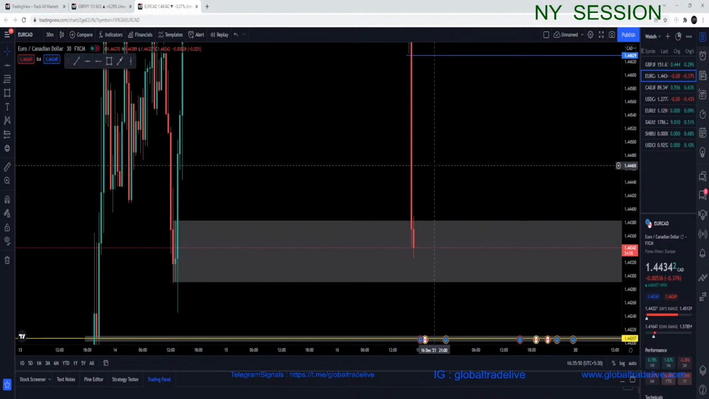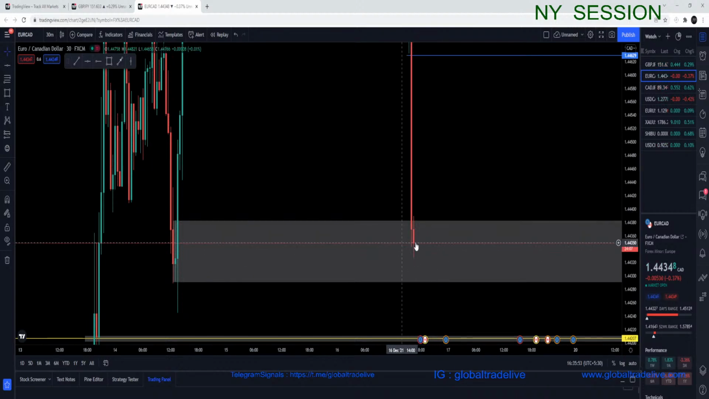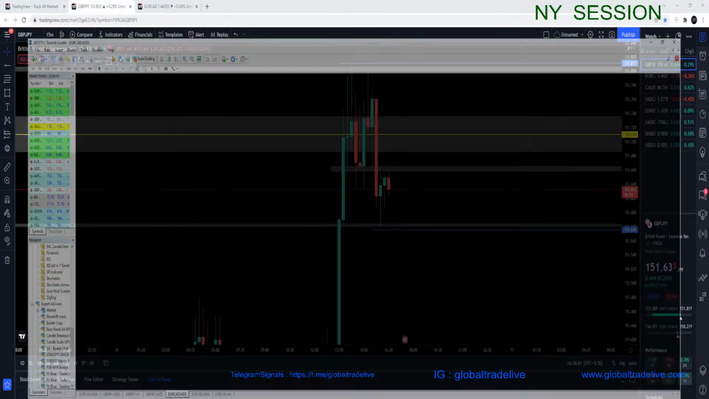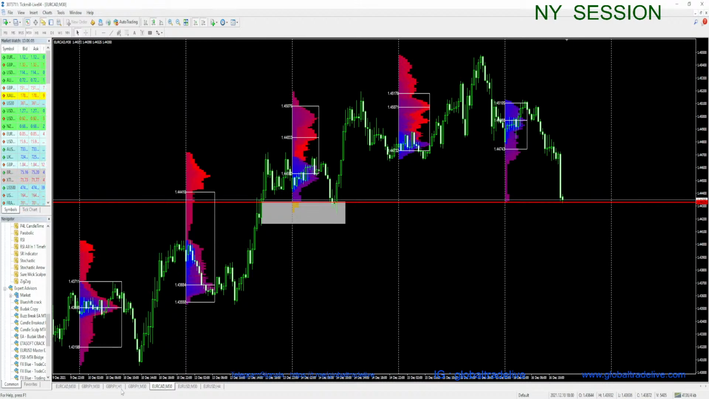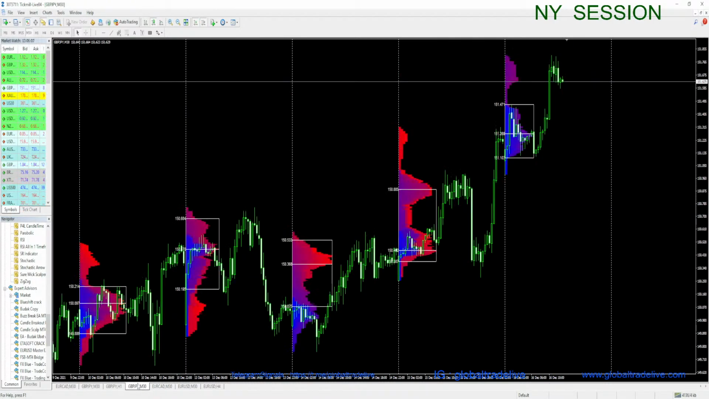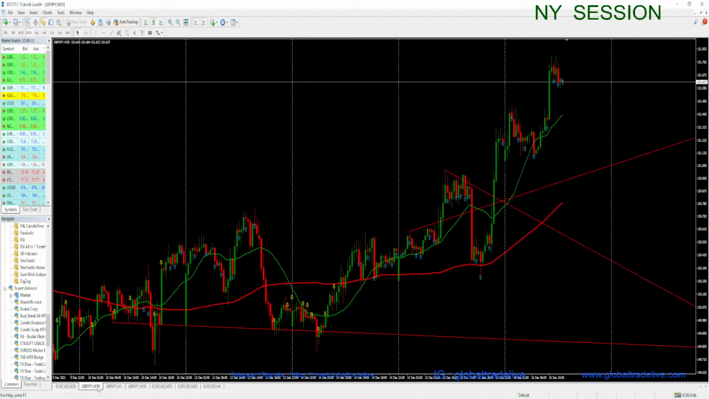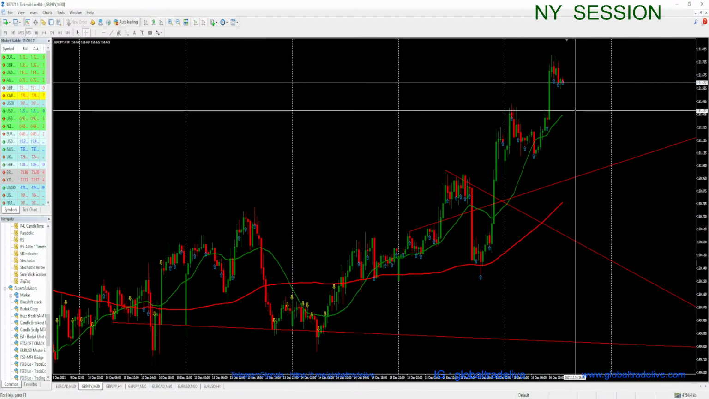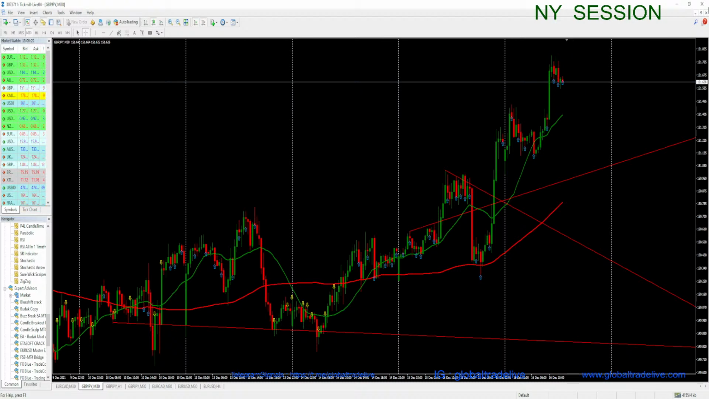So EURCAD 30-minute just broke this low over here, but still struggling. I'm gonna look at GBP. I really think it can come down to this level only. The range is good, so we can trade this setup.